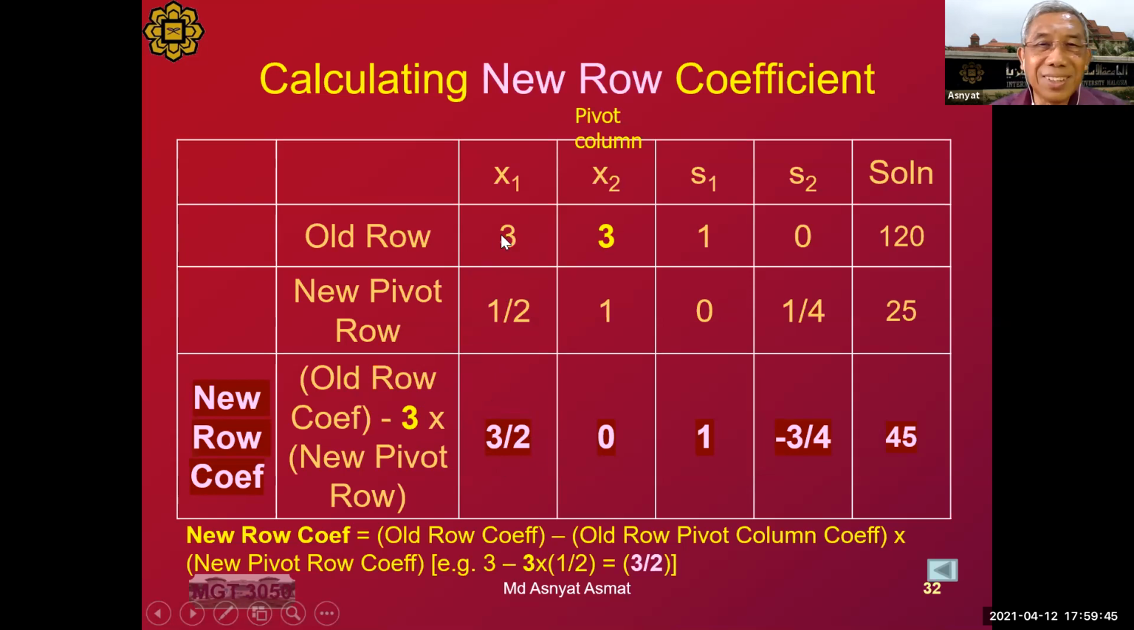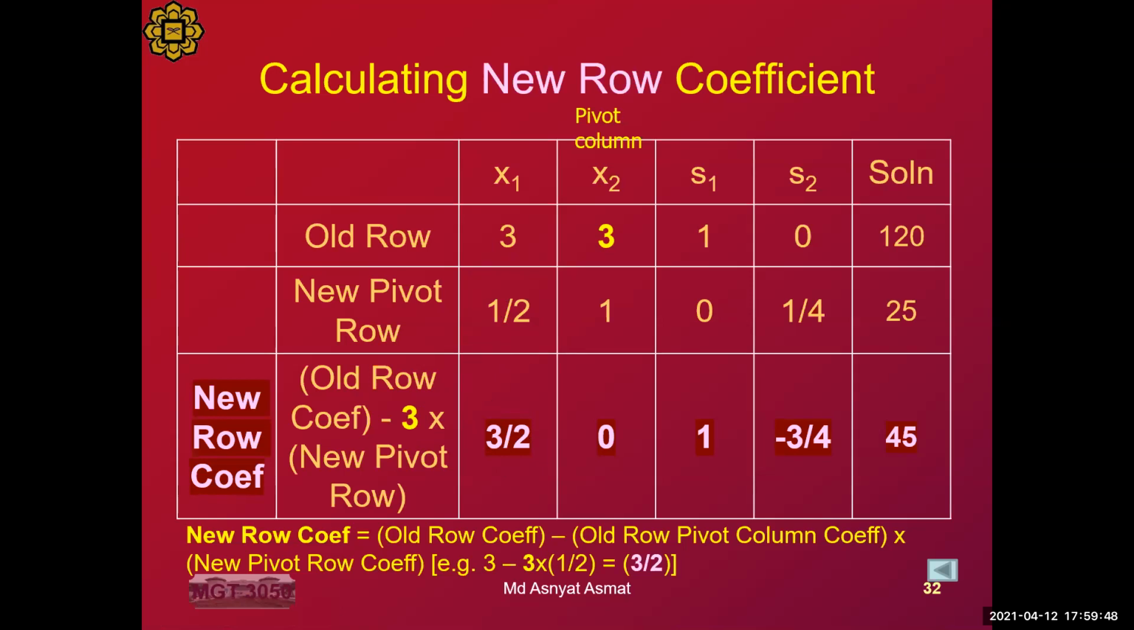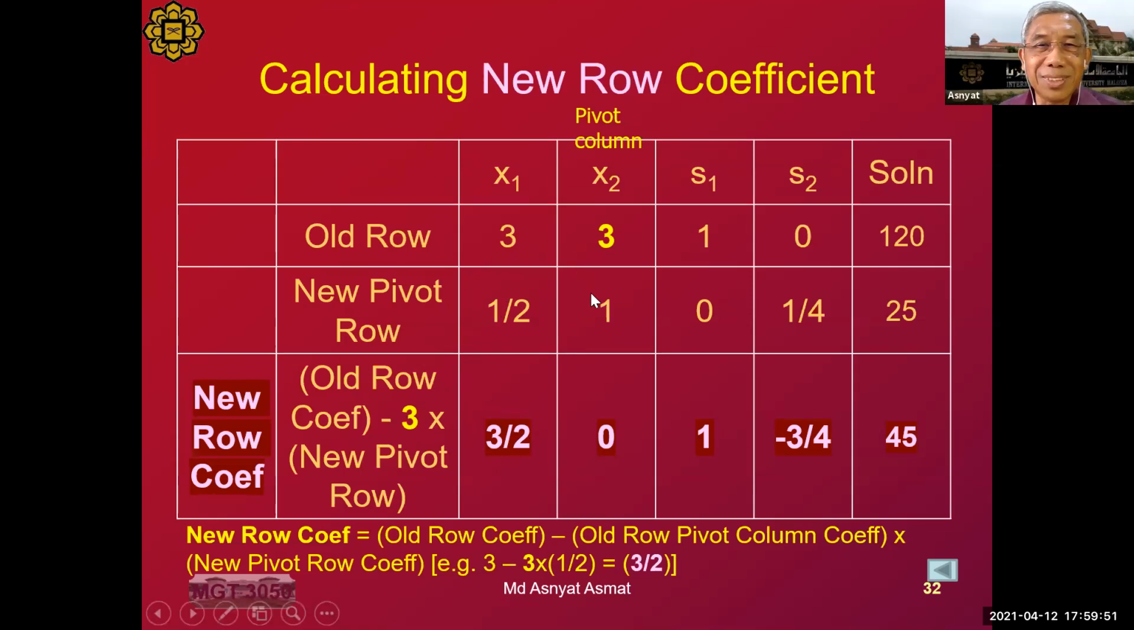Yes. Because 3 minus 3/2 is 3/2. Okay, the same thing on the next one. We try to get the new coefficient. Old row coefficient was 3 minus old row pivot column coefficient, also 3, times 1. 3 minus 3 times 1, you get 0.